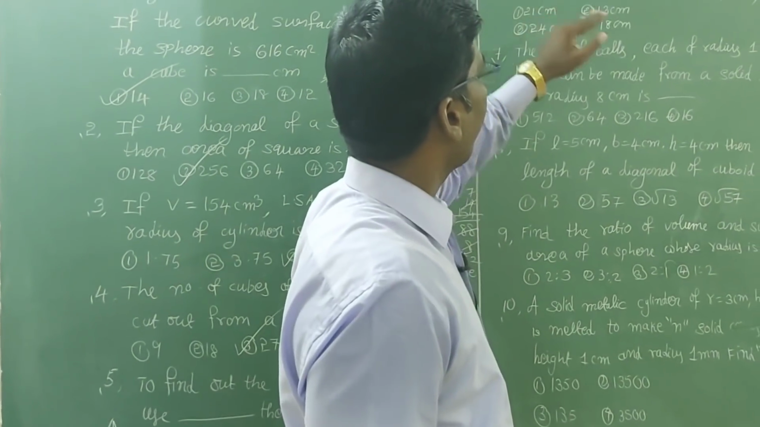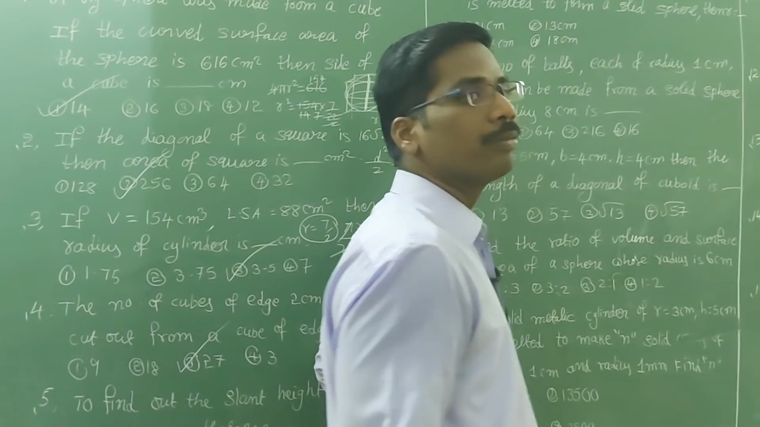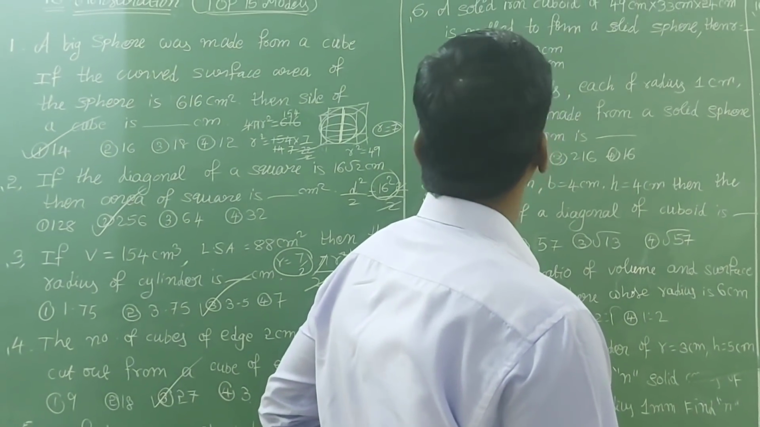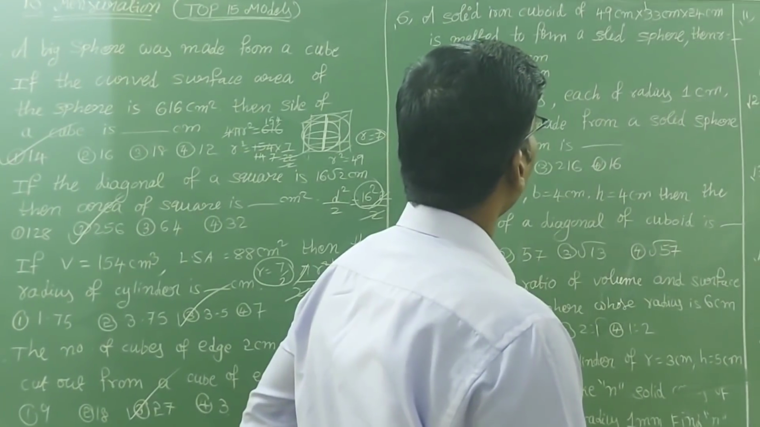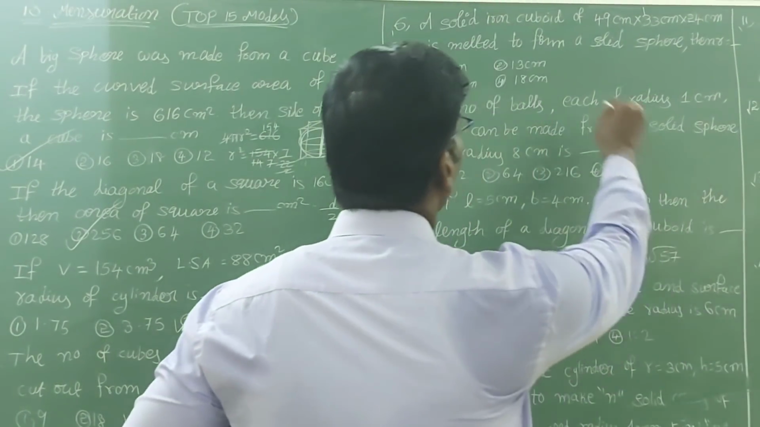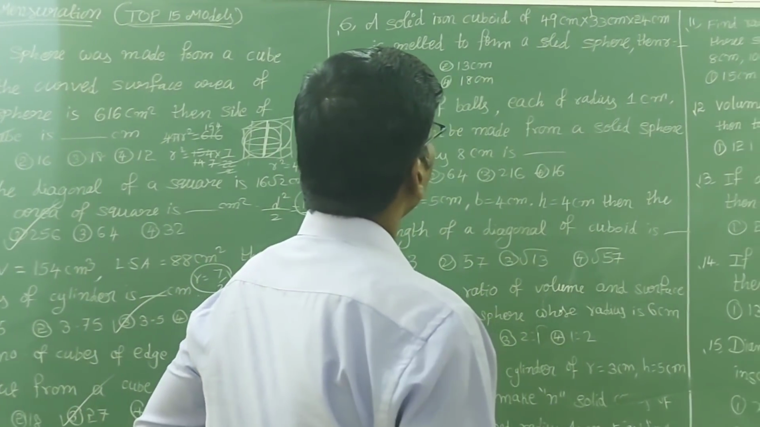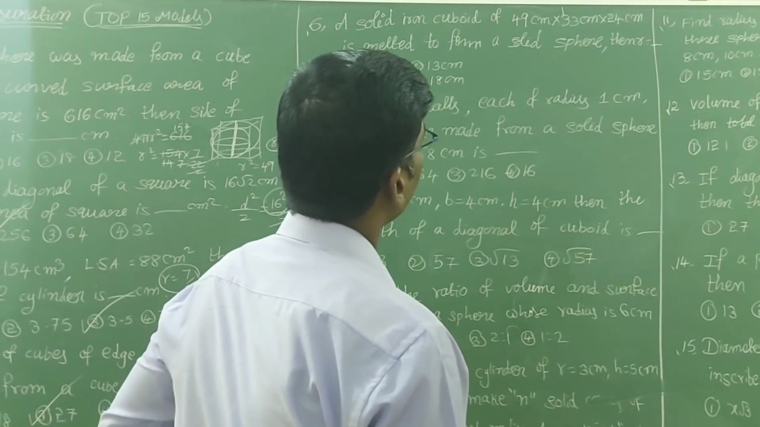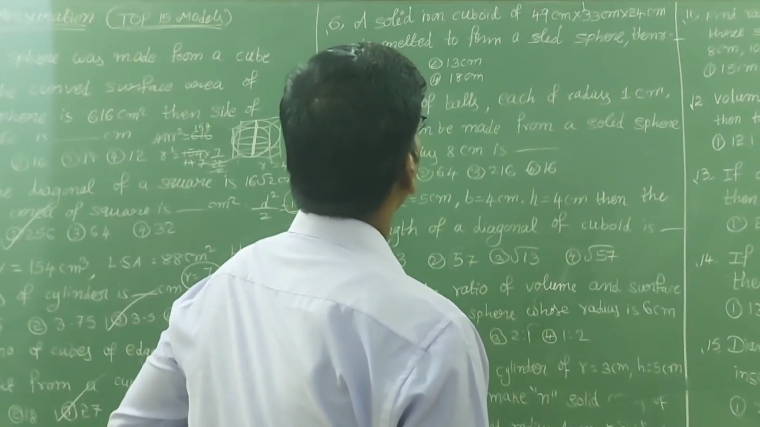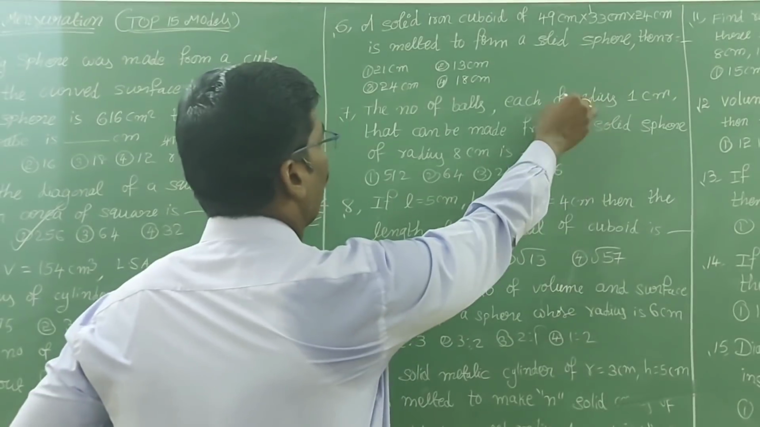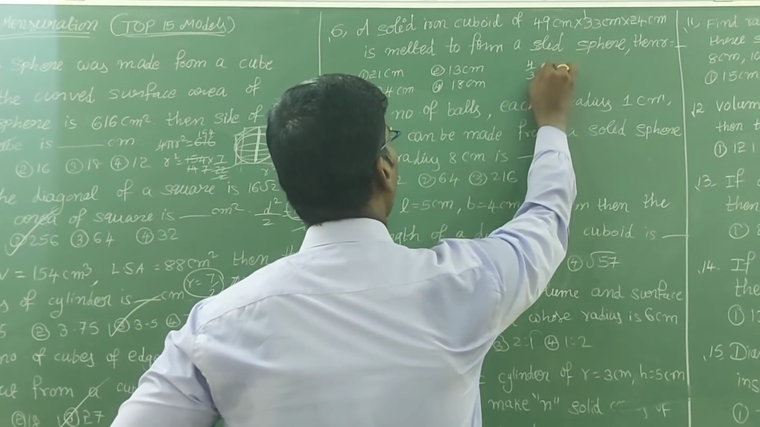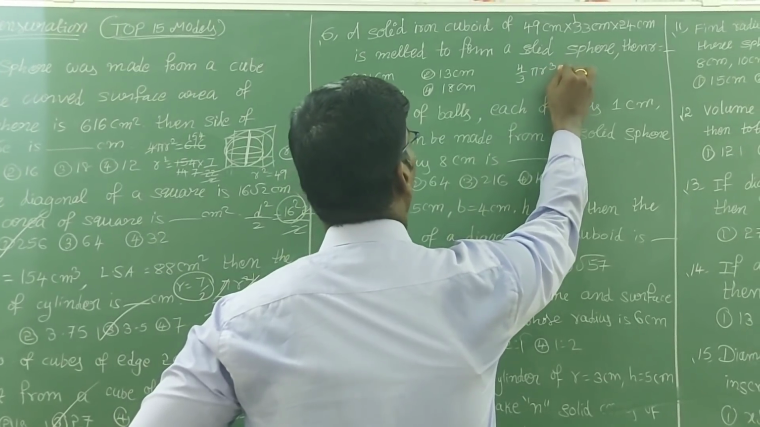A solid iron cuboid of 49 centimeters, 33 centimeters, 24 centimeters is melted to form a solid sphere. Then what is the radius? See here, a solid sphere means 4 by 3 pi r cube. 4 by 3 pi r cube, that is the volume of the sphere.